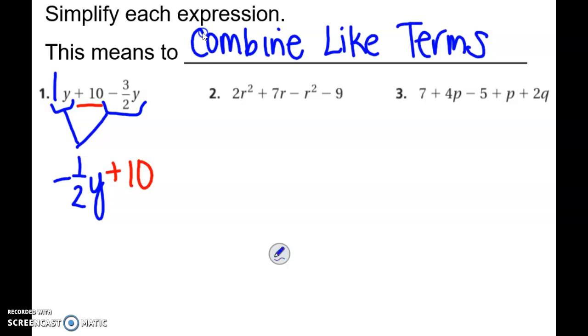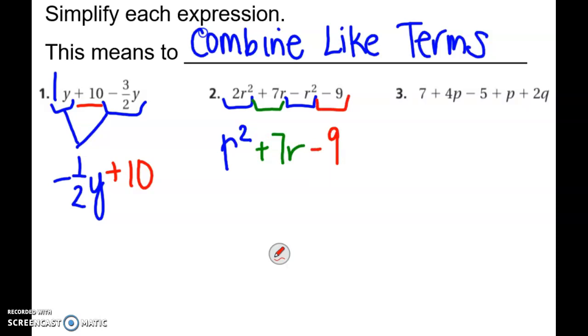Number 2, my r squareds, 2r squared minus 1r squared leaves me with 1r squared. So I don't even have to write the 1, I can just say r squared. Then the 7r, nothing to combine with that, bring it down. And then the minus 9. That's simplified. I put my like terms together.